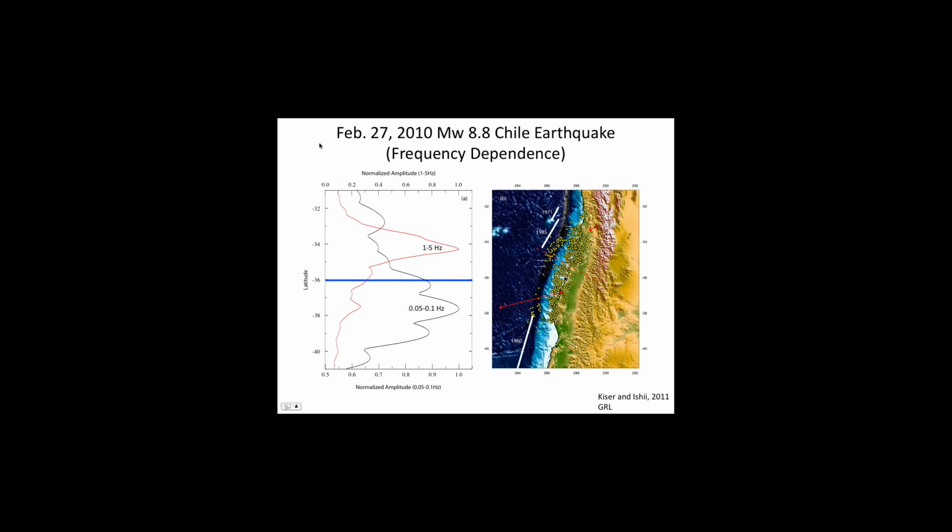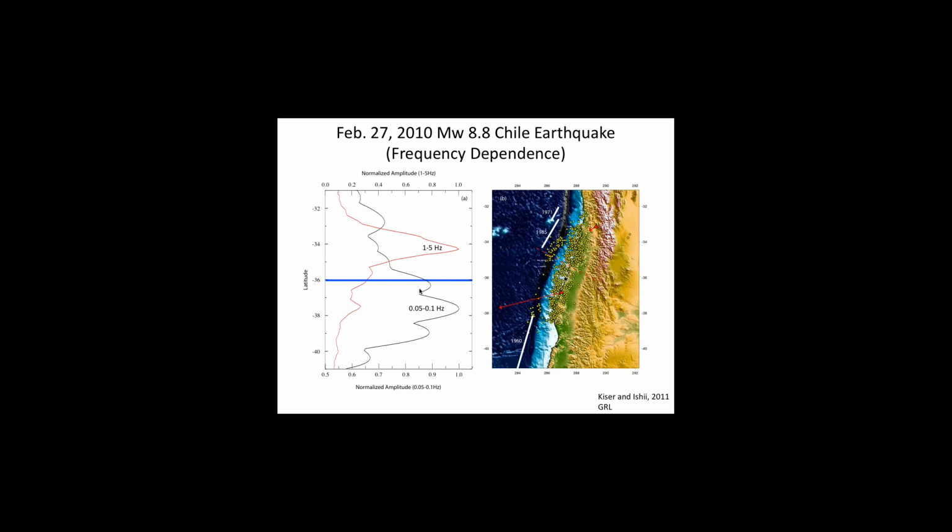On the y-axis, you have latitude. On the x-axis, you have amplitude. So this is just showing you the latitudinal distribution of energy release. With the red line, this is the high frequency result. So you see it peaks out north of the epicenter, which is shown here with the blue line. And for the black line, this is the very low frequency result. So you can see this peaks out south of the epicenter.